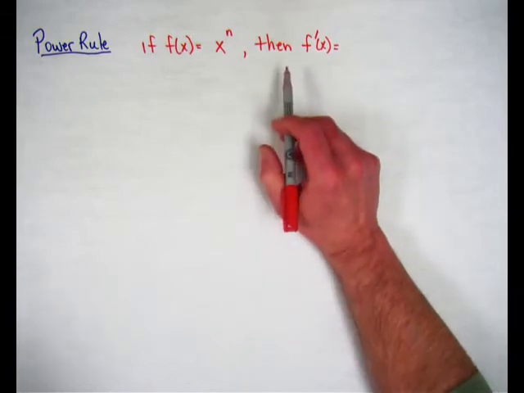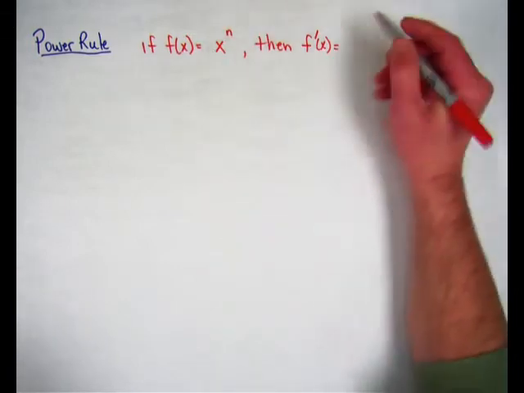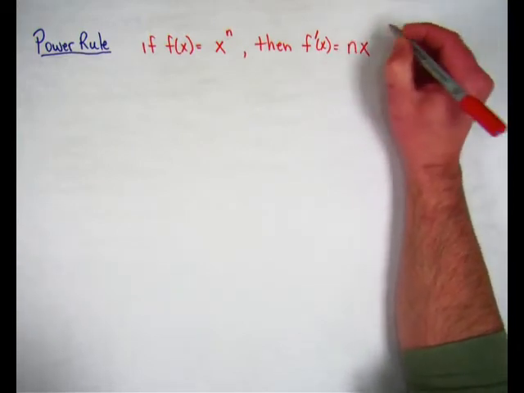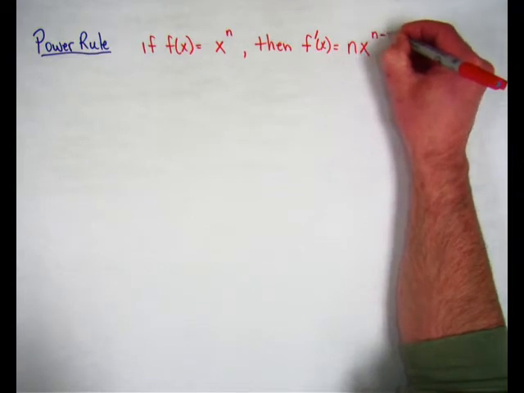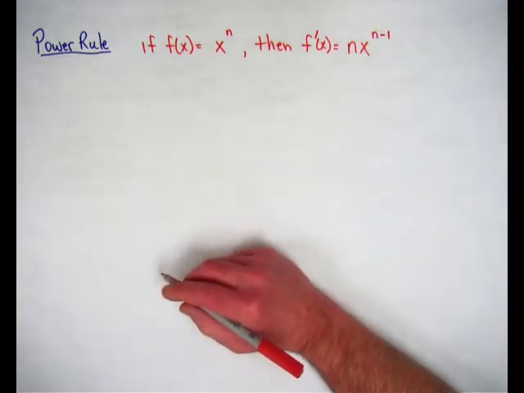now all you do for the power rule is you just take the exponent n and you multiply it out front. So you go n times x, and then you subtract 1 from the exponent. So the derivative would just be n times x to the n minus 1.